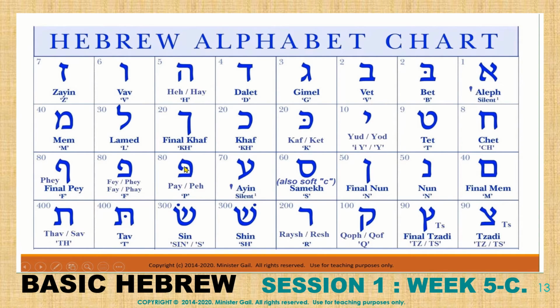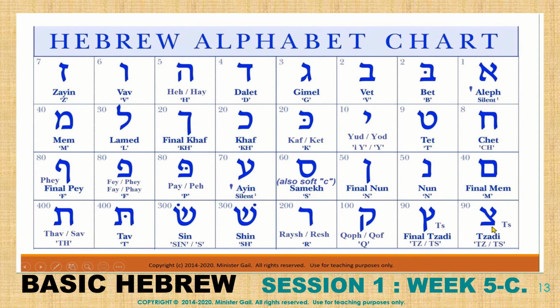P with a dot is P or pay. Either one's correct, but it's for the letter P. This is for the letter P, H, or F. Fay, spelled all these different ways. But all you need to know, that's for the letter F or PH. Final pay, if it has a dot. Final fay, if it has no dot, or a F, PH or an F.